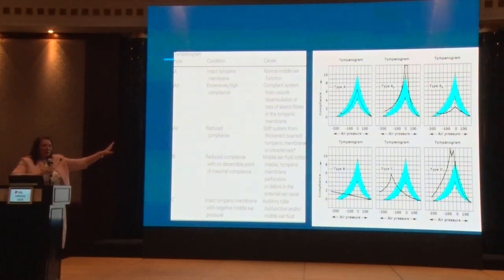Type A is normal. It means that the middle ear is normal, with normal ventilation of the middle ear and a normal ossicular chain. Type C means there is negative pressure in the middle ear. This is type C. It means that there is negative pressure in the middle ear, and this baby has a problem in the nose, or has a cleft palate or cleft lip, or something like that. Type B means that the middle ear is full of fluid, and there is no aeration at all in the middle ear. All of this can affect the screening.